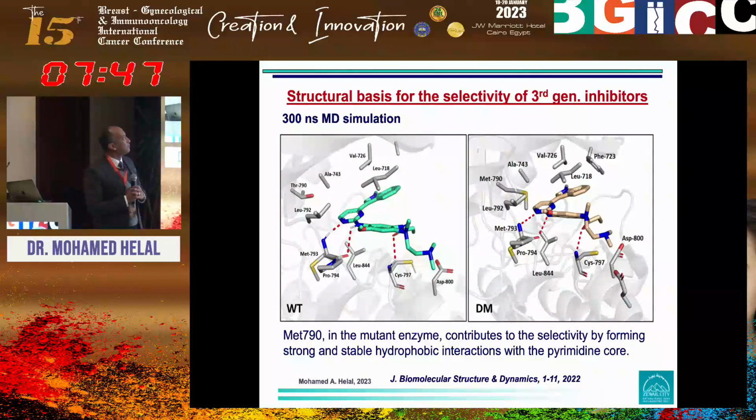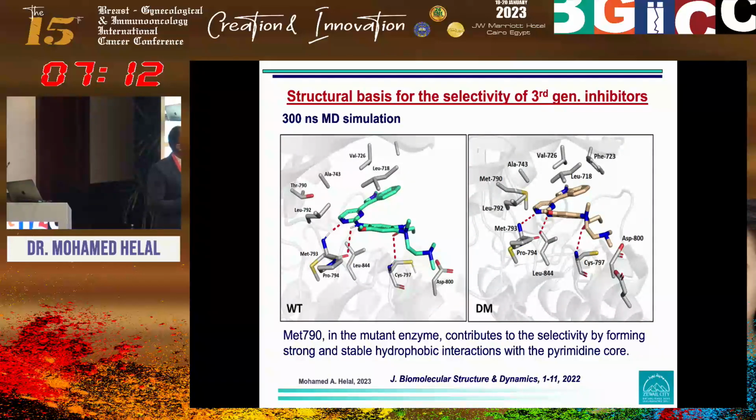At Zewail City, we published last year, in 2022, a study on the structural basis for the selectivity of third generation inhibitors, which could help scientists to develop more successful selective inhibitors for the oncogenic EGFR. We performed 300 nanosecond MD simulation. This is the crystal structure of the wild type bound to osimertinib, and this is a double mutant with the osimertinib inhibitor bound in the same active site, the ATP binding site. And we can see that here methionine 790 forms hydrophobic contact with the pyrimidine core.